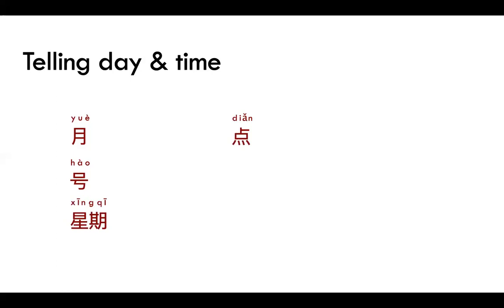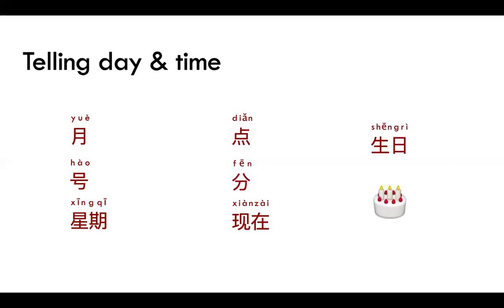点. This is the hour when you are telling time. And 分, which means the minute of an hour. Do you remember how to say now? Yeah, it's 现在. And don't forget 生日, birthday. Okay, now I'm going to show you some pages on the calendar.